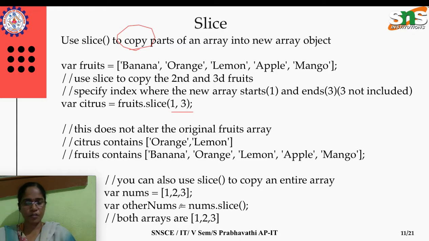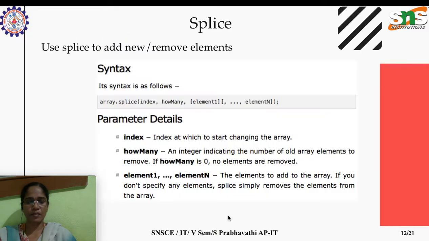And so to copy the entire items, we simply mention the slice function. We won't pass any arguments, starting position and the ending position. If we don't mention them, it copies the entire array into a new array. Okay, this is all about slice. It's quite simple and interesting though.